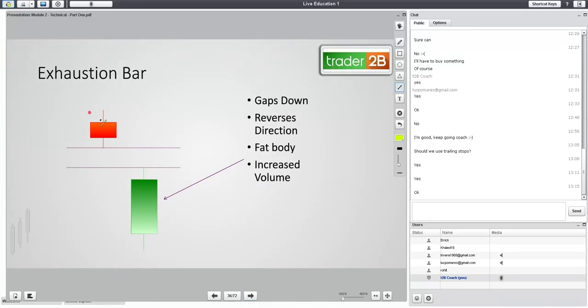Exhaustion bar. So an exhaustion bar here represents a gap in the prices. So this here is your first candle, and then you have a large gap in the prices, and then that is followed by your second candle where the market opens. So it has a gap down, reverses direction. You see a fat body with a lot of volume.